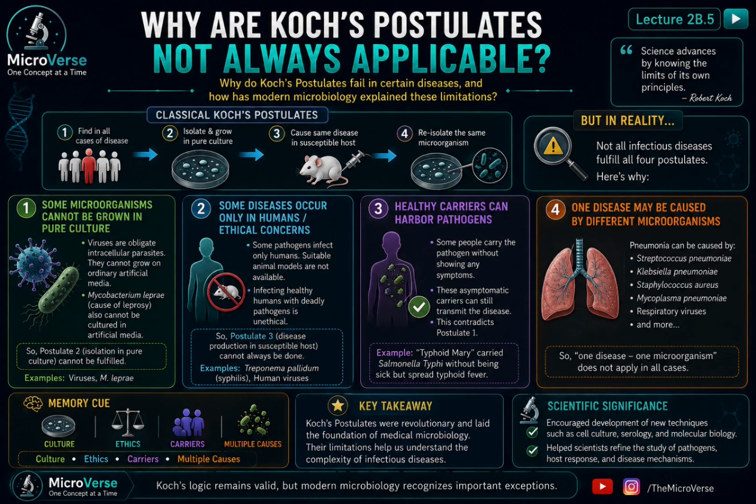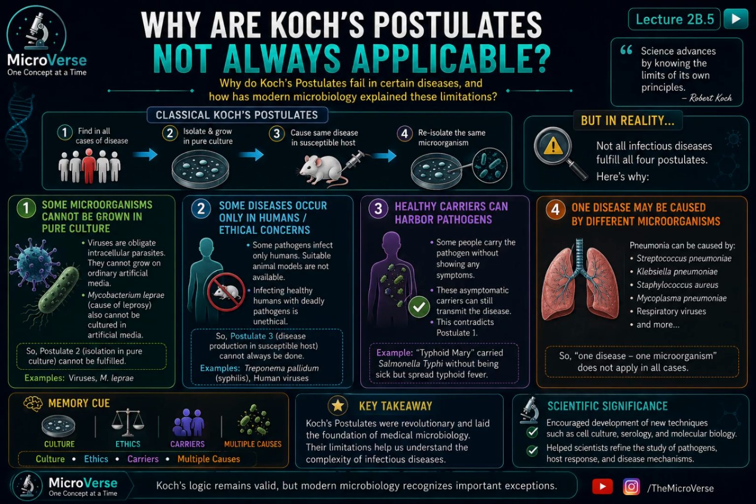Then Limitation 3. Healthy carriers can harbor pathogens. According to the first postulate, the pathogen should be present only in diseased individuals. However, microbiology has shown that some apparently healthy people can carry pathogens without developing symptoms. These individuals are known as asymptomatic carriers. One of the most famous historical examples is Typhoid Mary, who carried Salmonella typhi and transmitted typhoid fever despite remaining clinically healthy. In fact, Robert Koch himself recognized this limitation after the discovery of asymptomatic carriers in diseases such as cholera and typhoid.